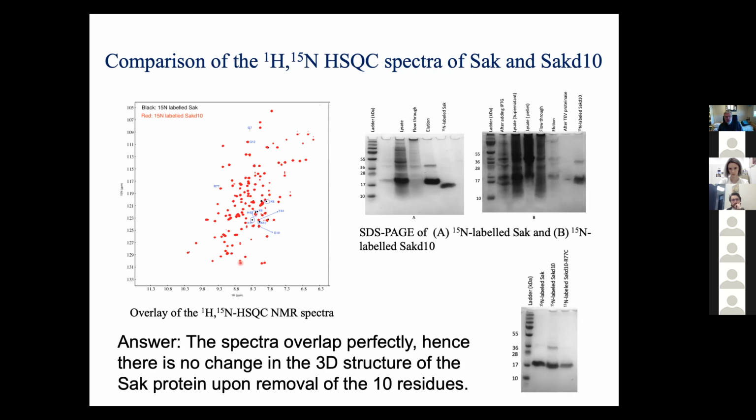So this is an example of how you can use HSQC spectra to look at protein folding, protein unfolding, and what happens to a protein when you remove certain things or when you introduce a mutation or anything like that. So there are lots of examples like that in the literature.